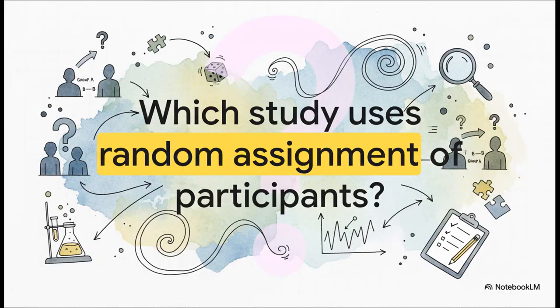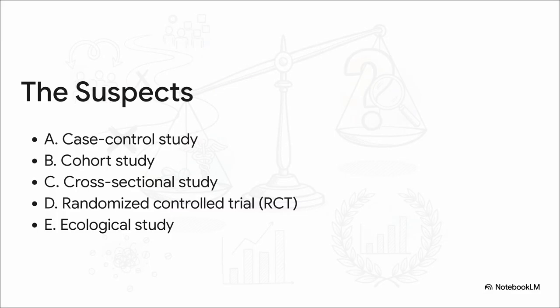Well, to solve that exact puzzle, researchers have a bunch of different tools, different study designs they can use. And our job today is to figure out which one of these uses the, let's call it the secret weapon for proving cause and effect. And that secret weapon is something called random assignment. Okay, so here they are, our 5 main suspects. Now, these are all totally valid ways of studying health and disease, but only one of them has that special ingredient we're looking for. So to find our answer, we're going to have to do a little detective work.